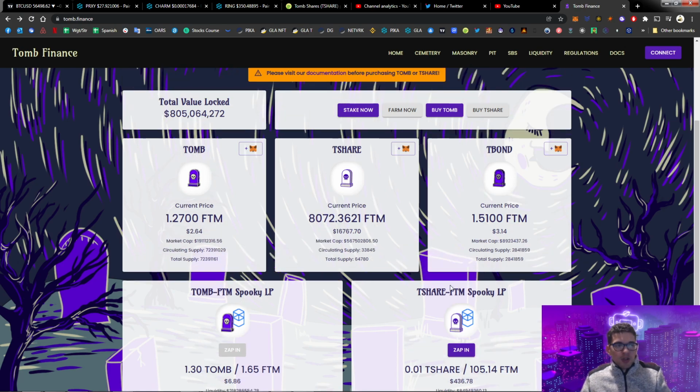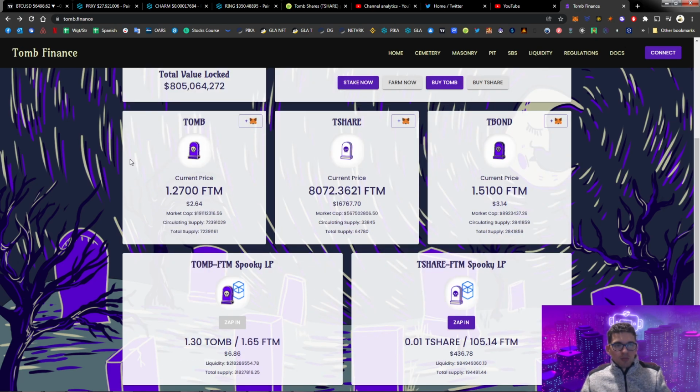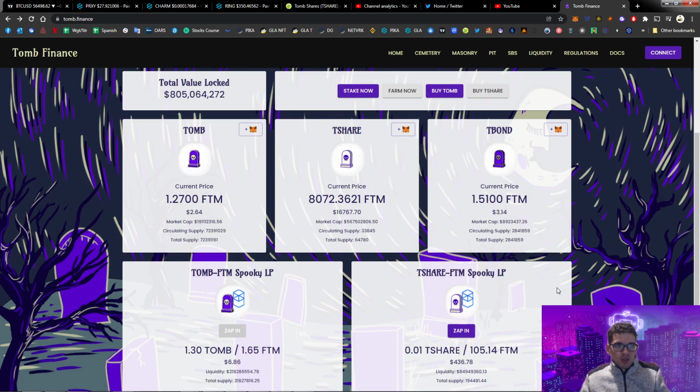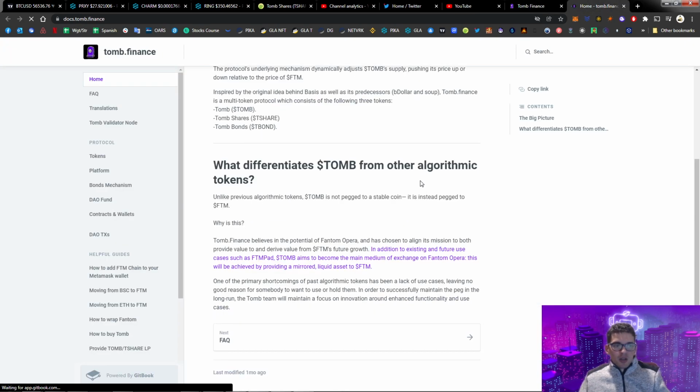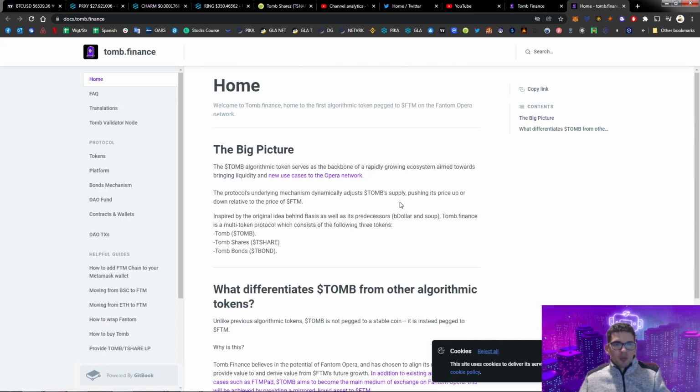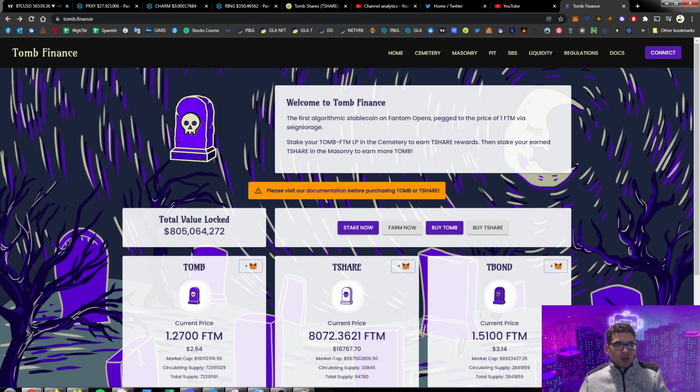I don't know. But this gives a visual of the TOMB, the TSHARE, the TBOND, and this is how I understand it. You can take a look at the documentation, which will be over here, and try to figure it out and what they're hoping to accomplish. Cool. Now, what else can I say?